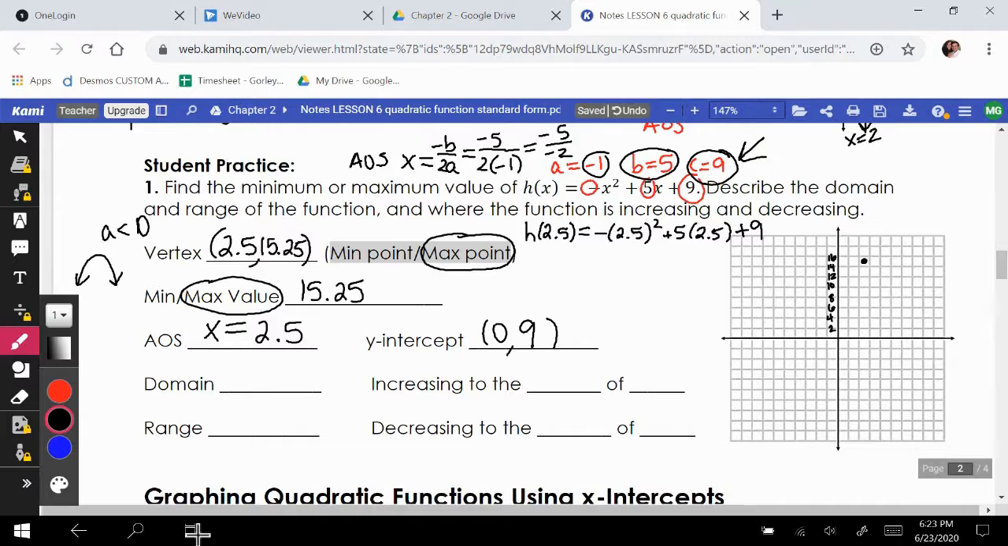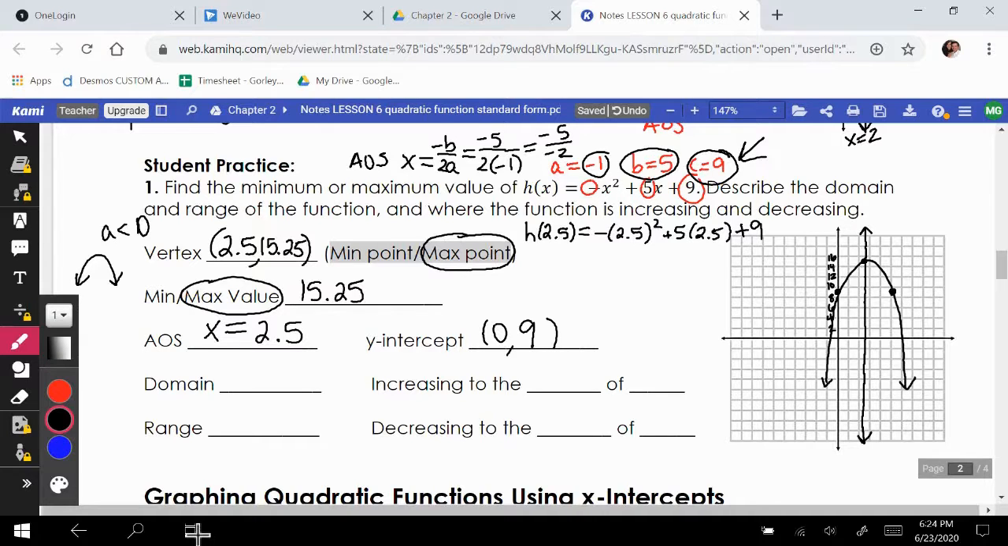And then I've got an axis of symmetry through x equals 2.5. I have a y-intercept at (0, 9), so that'll be right here. And then I'm going to mirror that point. This is a distance of 2.5 away from the y-axis, so I also want to go a distance of 2.5 away on the other side of the axis of symmetry. (5, 9). Yep, that looks good. All right, and then we connect those points and create our nice U shape.